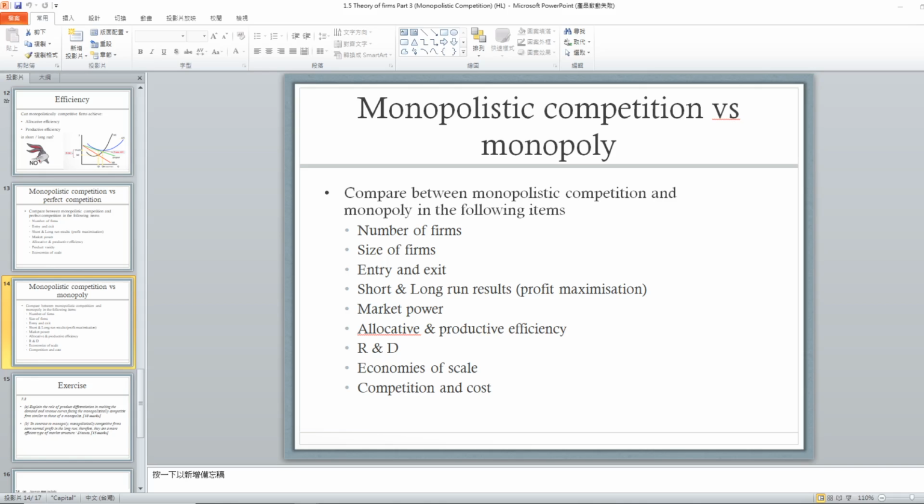Kirsty. I think it's quite similar. Yep, yep.